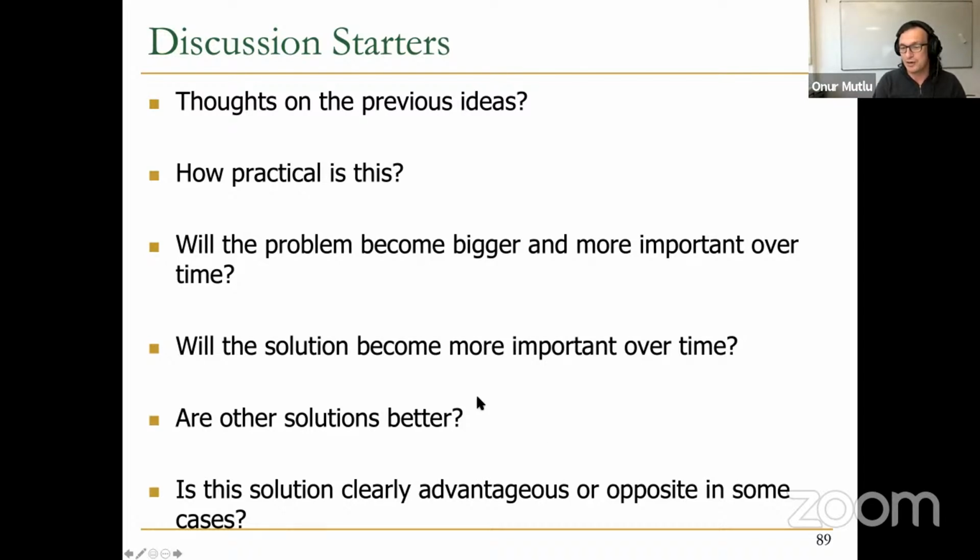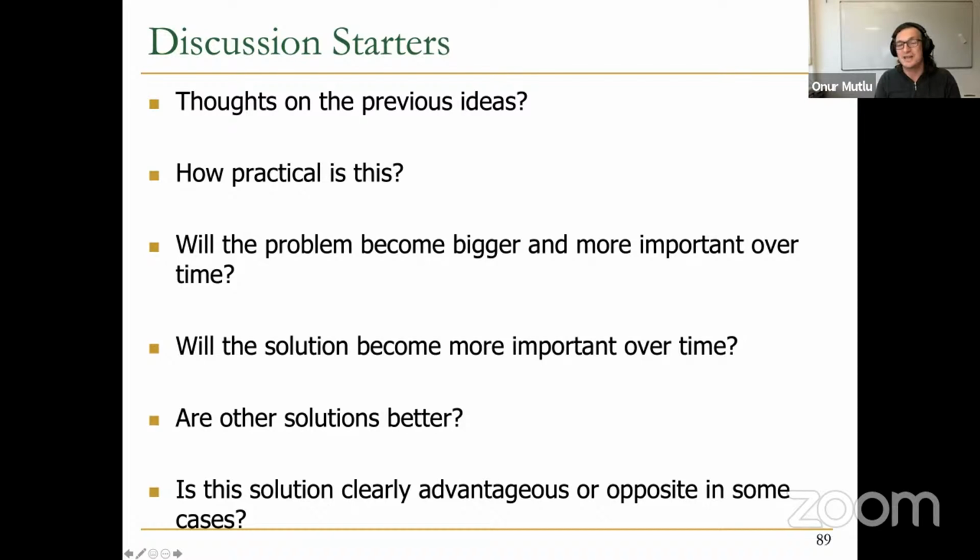Will the solution become more important over time? Likely, yes. Are other solutions better? Well, there are new solutions, of course, that improve upon RowClone. They're better, as you can see. But maybe there are some other solutions that can be better. Who knows, right? As far as I understand, and I know about DRAM, the fast parallel mode introduced by RowClone is very hard to beat.